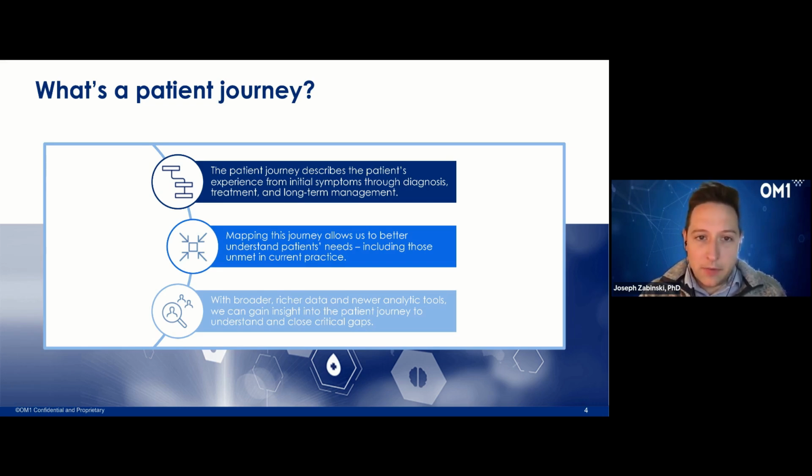But that's what we mean by a journey. The notion of mapping this patient journey is really intended to allow us to better understand what's going on with patients, what they're experiencing, and ultimately the needs that they have, including those that are unmet in current practice as they move from symptoms through diagnosis, treatment, long-term management, and sometimes kind of recursively loop through that pathway. And we'll talk about what some of those unmet needs are and how digital phenotyping can help later on during today's webinar.